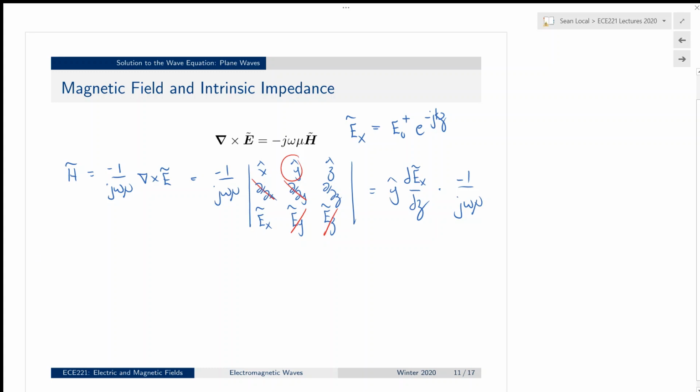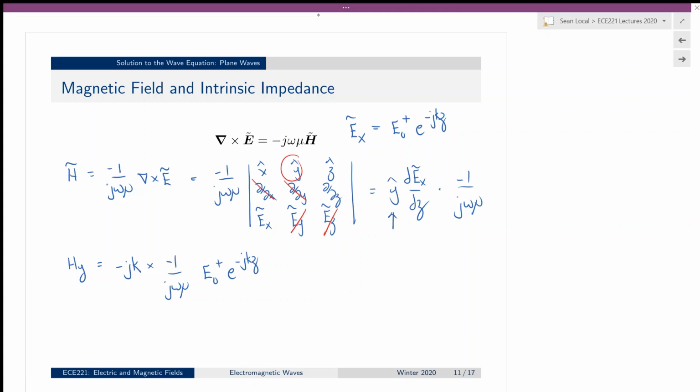And we can see that H is going to have a y component because of the y hat unit vector here. So let's just drop down to a scalar equation, recognizing that there's only going to be a y component of the magnetic field. Let's take the derivative of Ex tilde. That's very easy to do because we're just taking the derivative of a complex exponential function, so the minus jk comes down. So we have minus jk, and then we had multiplication by 1 over j omega mu, and then we have E naught plus e to the minus jkz.